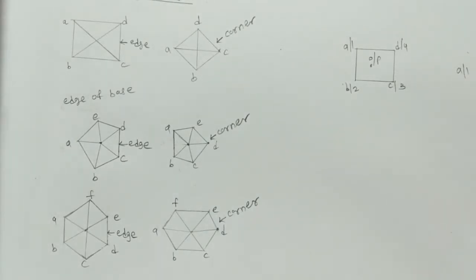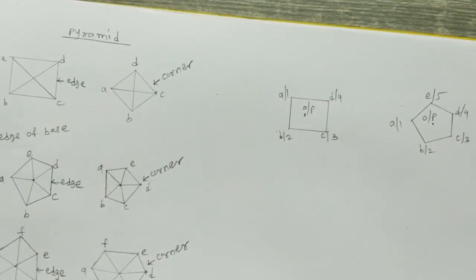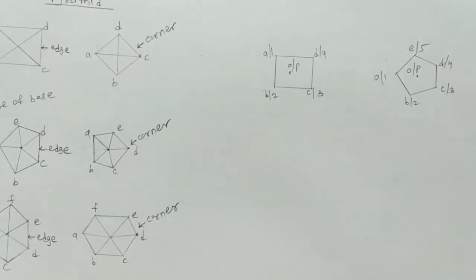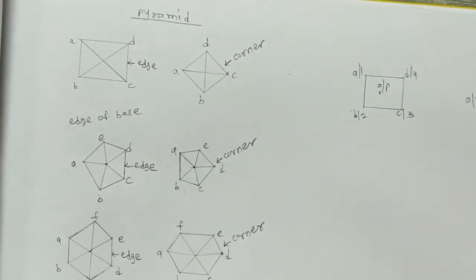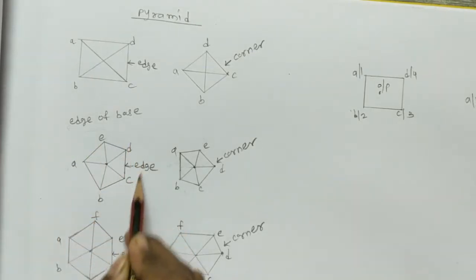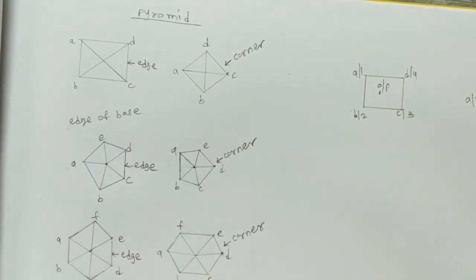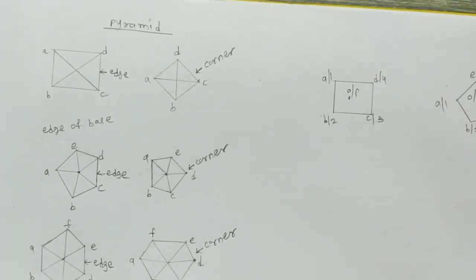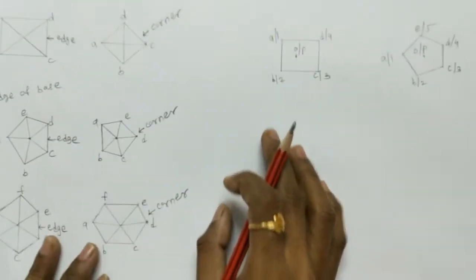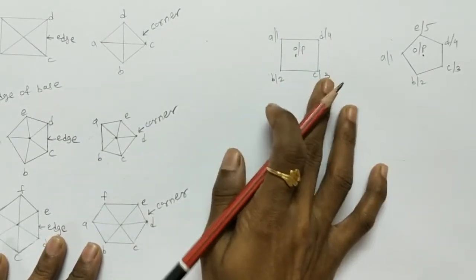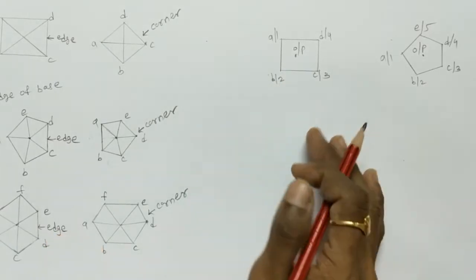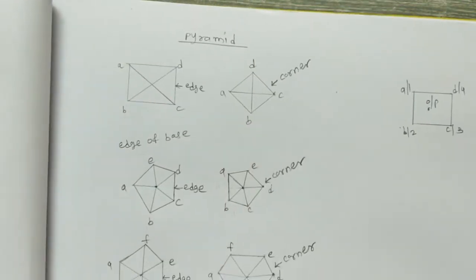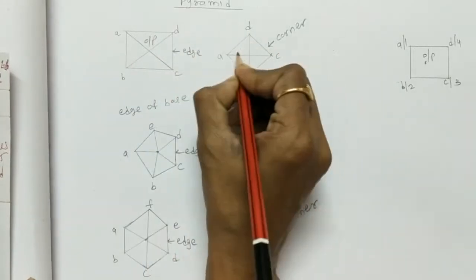Then when we draw prism, there are 2 points like this. For pyramid, only single points are there because pyramid has only one face. But for prism there are two faces, and for this reason we will write two names at each corner or at each point, and center point we will show as OP. Here also center as OP.